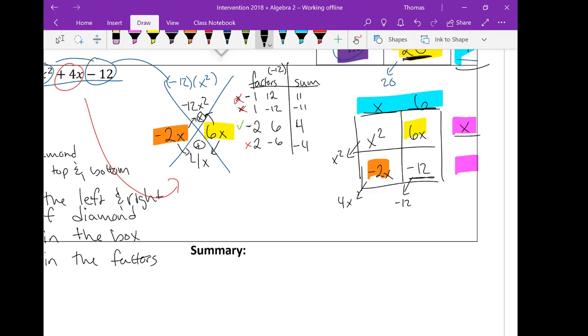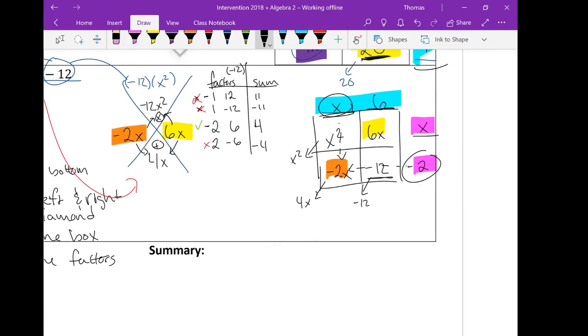Down below at this bottom right corner, 6 times what would give me negative 12? Well, negative 2. And then we should check this last one on the bottom left. x times negative 2 does give us negative 2x. Okay. So we have our factors. Now we're able to just write our solution.